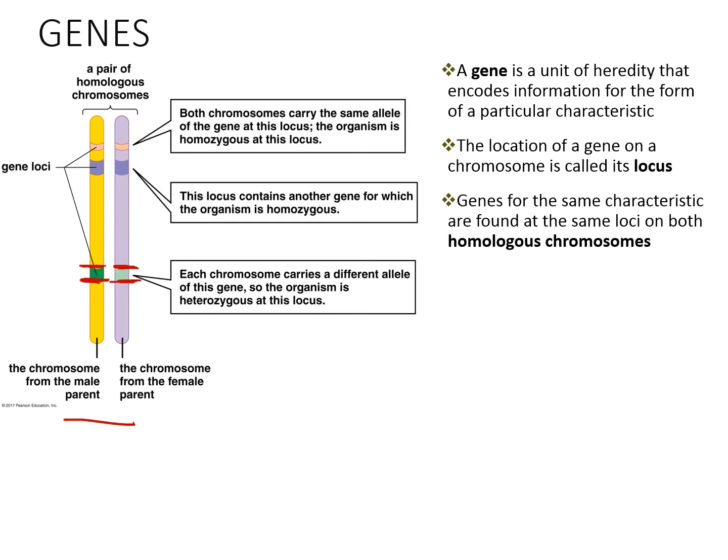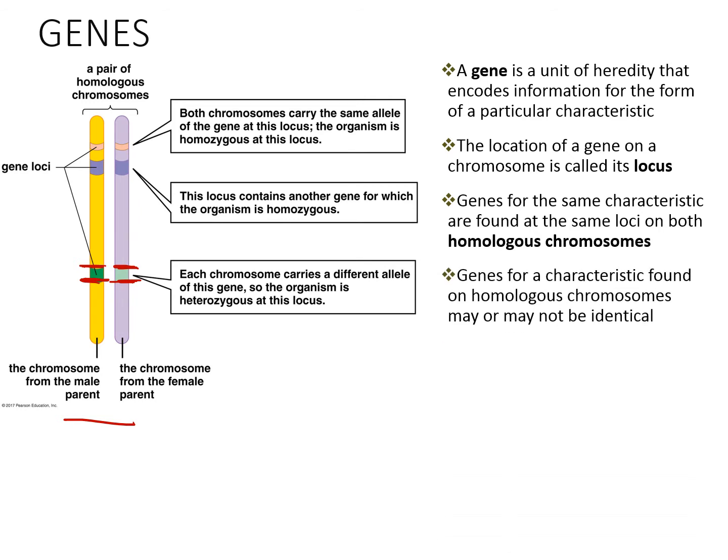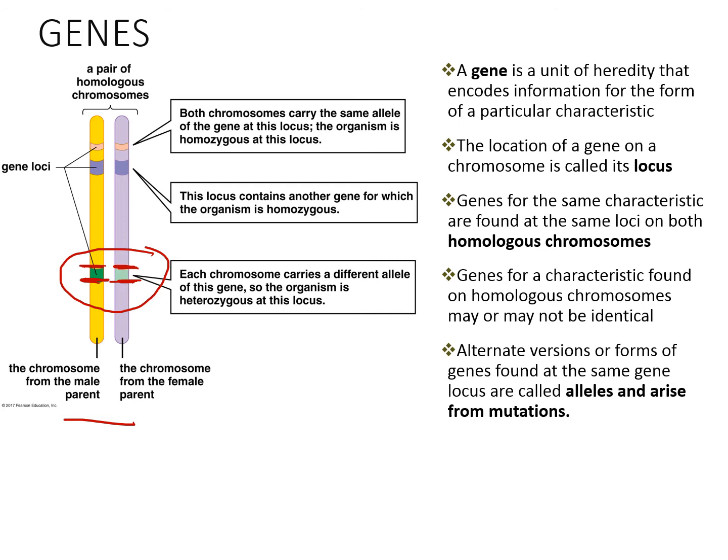Genes for the same characteristic are found at the same loci on both homologous chromosomes. Genes for a characteristic found on homologous chromosomes may or may not be identical. So the ones I just circled here, they've coded them with slightly different colors, so they have a different allele, not the same allele for the same gene. Alternative versions or forms of genes found in the same gene locus are called alleles, and these only arise from mutation. So when DNA replication occurs, mistakes in DNA replication can lead to the production of new alleles.